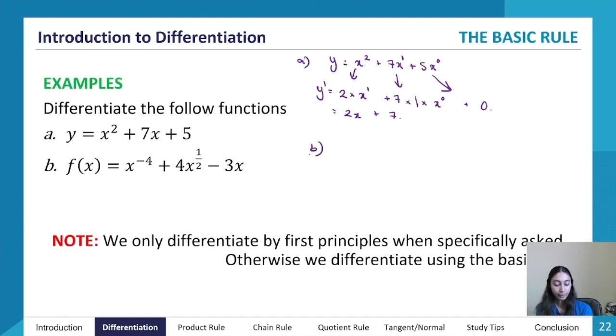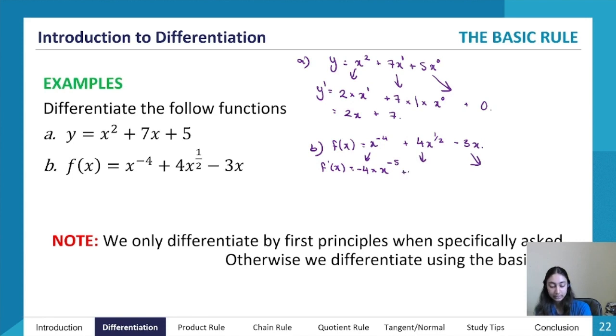Let's do B. For B, so f of x is equal to x to the negative 4 plus 4x to the a half minus 3x. So f dash of x is equal to, let me make that color a little bit smaller. This comes here, this comes here, this comes here. Okay, so I'm going to bring negative 4 out the front. So the negative also is included in my power. So minus 4 times x, guess what the power is going to be this time? If you guess negative 3, unfortunately, that would be wrong, because negative 4 minus 1 is equal to negative 5.